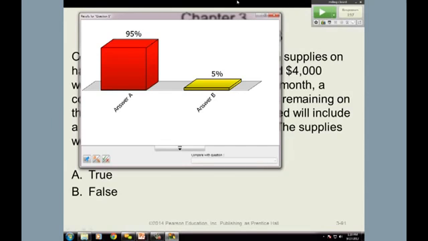And then what would be the adjusting journal entry in this case? You would have to debit supplies expense and then credit the office supplies. All right, so that would be for the 5,000. That would be the adjusting entry that you would need to make.